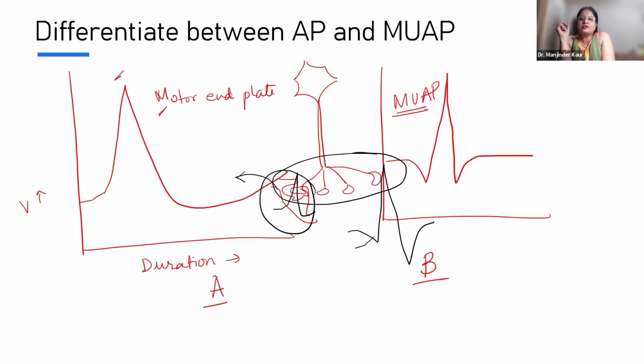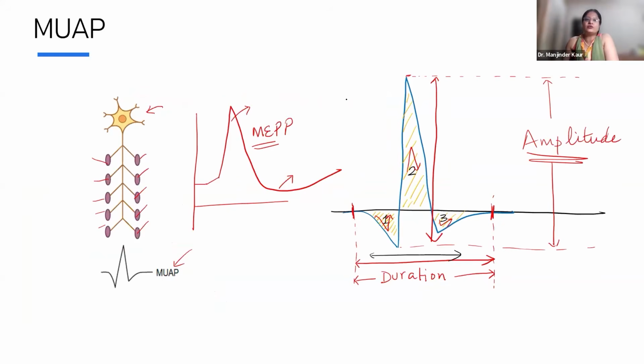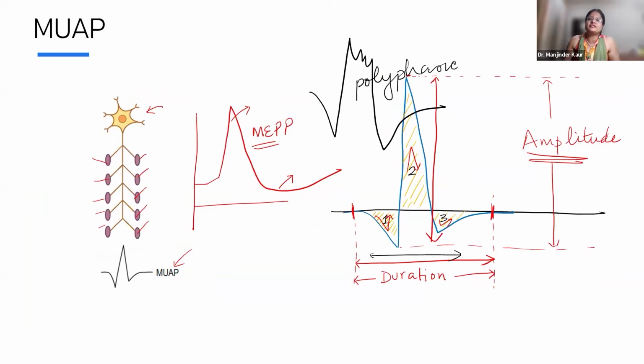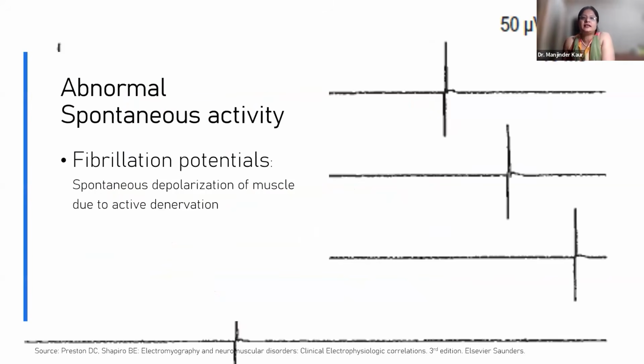The motor unit action potentials could also be recorded as serrations. That shows us that more fibers are there, and this type of motor unit action potential is also called the polyphasic motor unit action potential. We'll talk about it in a coming slide.